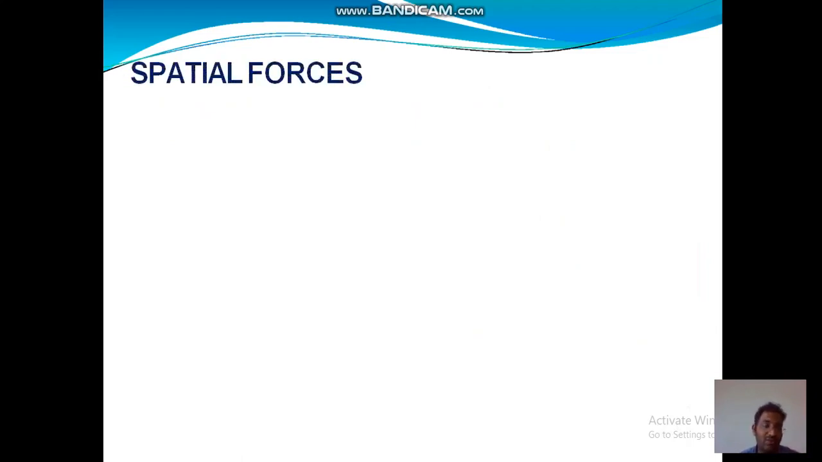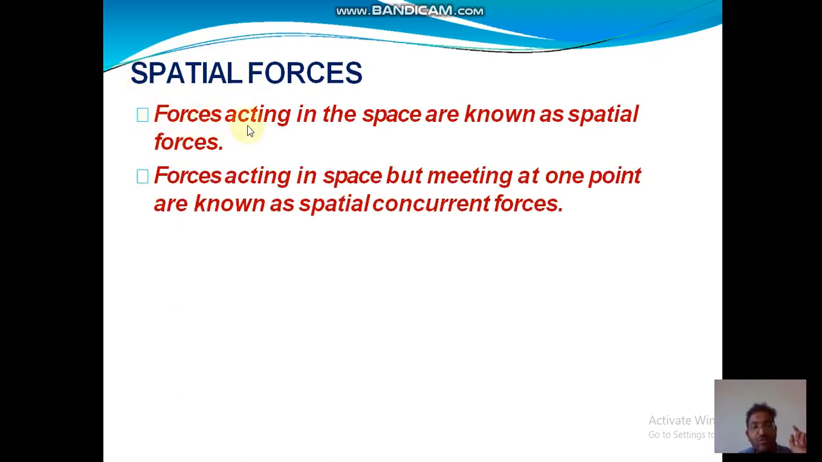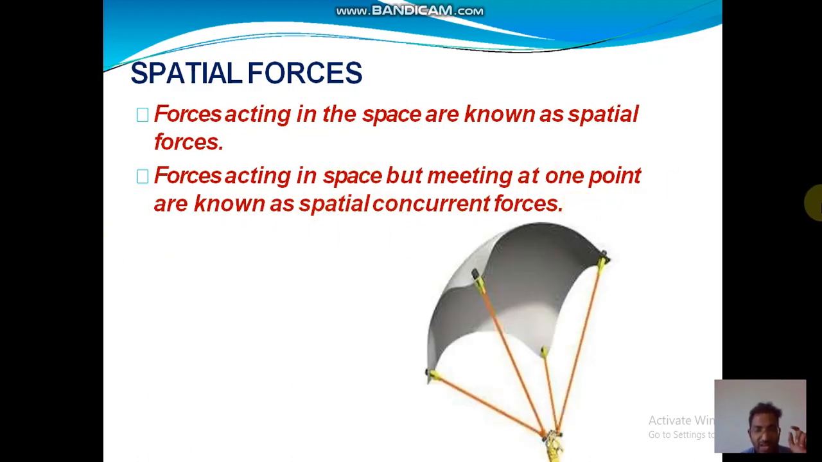And the last one is spatial forces. The forces are acting in space. This word is very important, so that's why we call them spatial forces. It means the forces acting in space are known as spatial forces. If all the forces are meeting at one point, we can say they are spatial concurrent forces. What is the best example here? A parachute is the best example for spatial forces. These four forces are meeting at one point and they are acting in space.